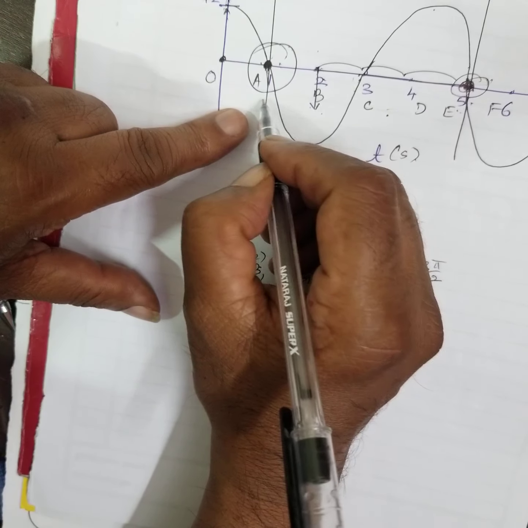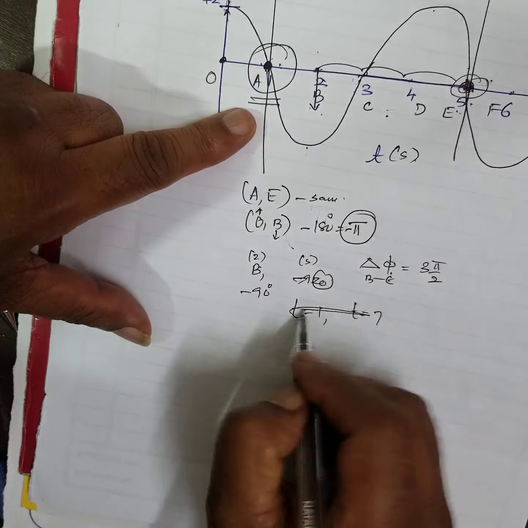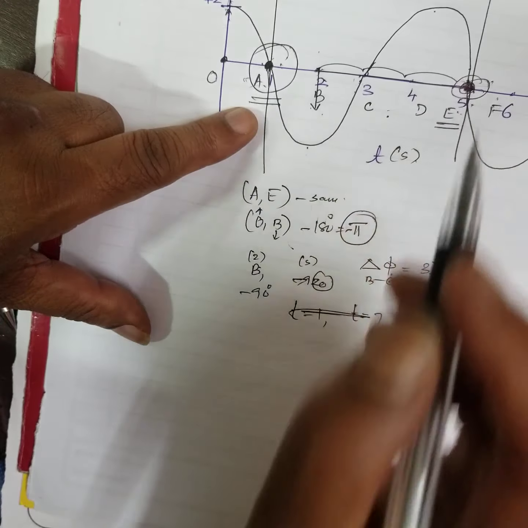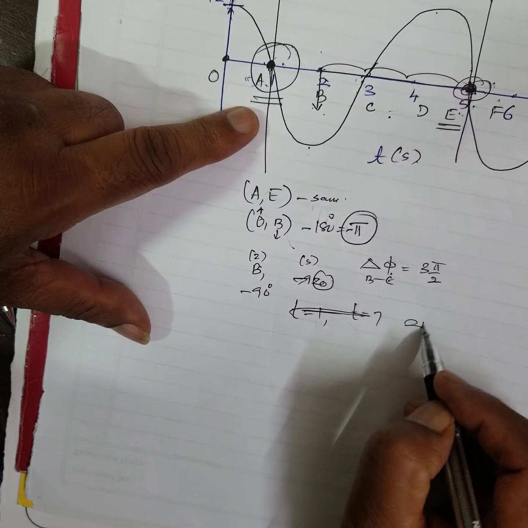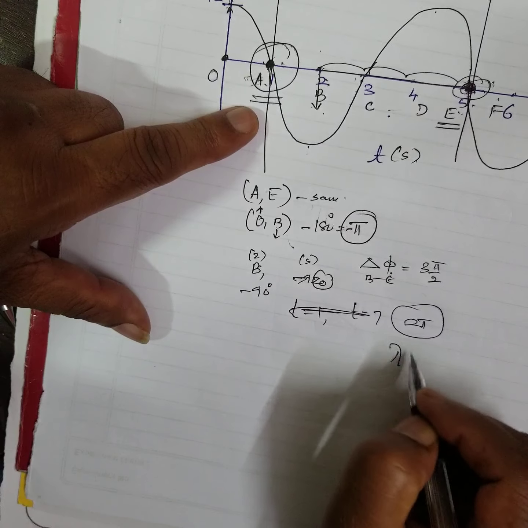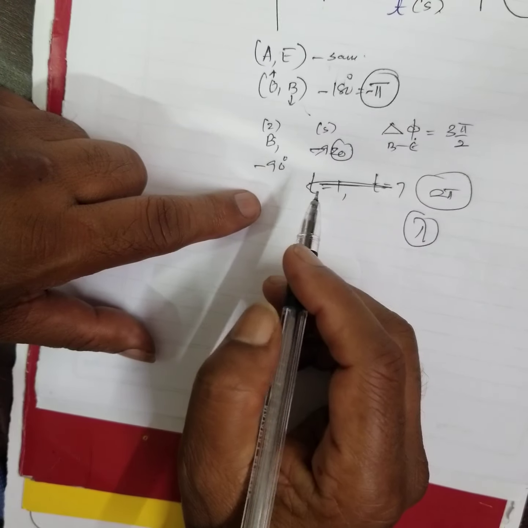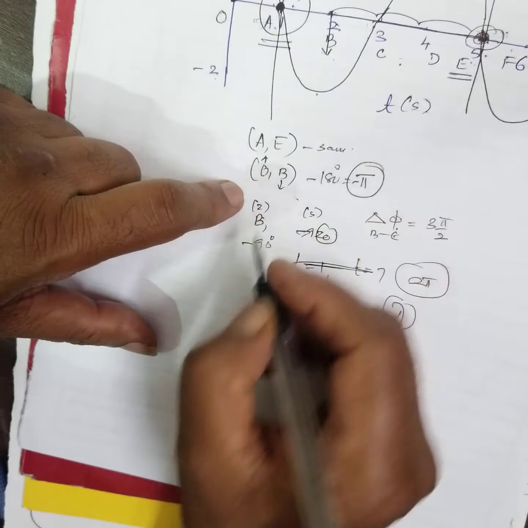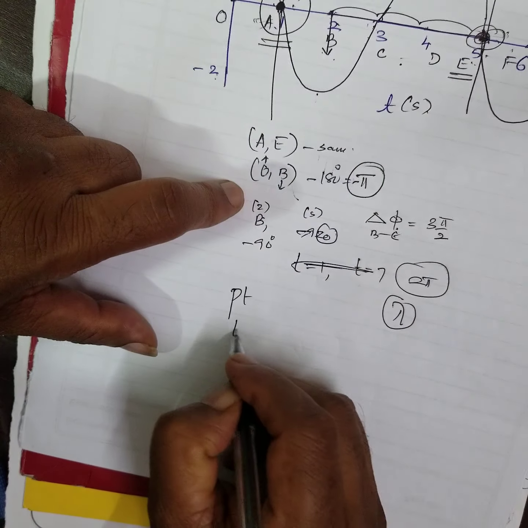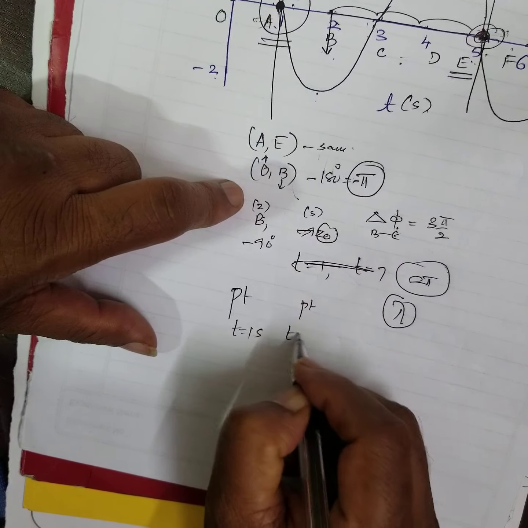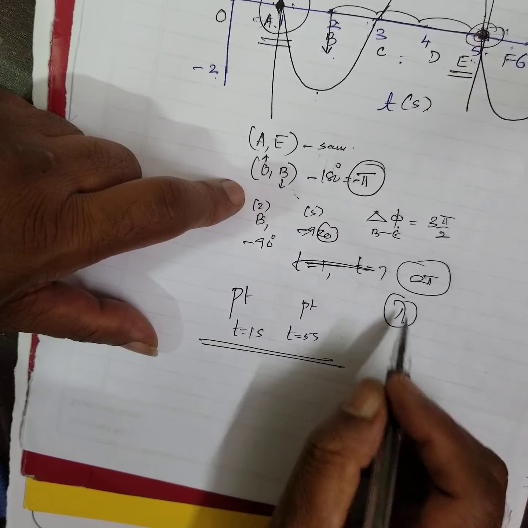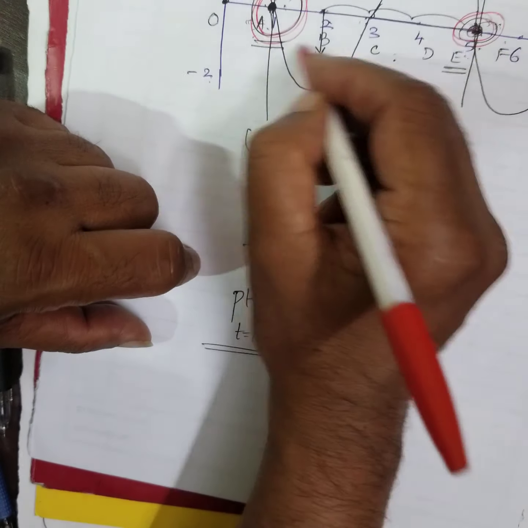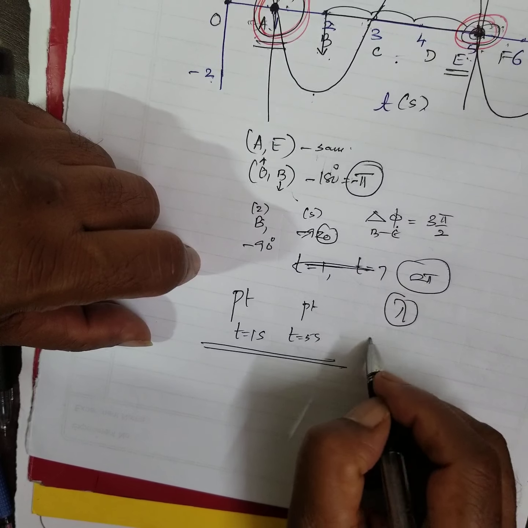They are asking you, suppose, at the point A and point E, how is that? Same phase. They are in the same phase. Phase difference is what? 2 pi. Path difference is lambda. Remember, the point at T equal to 1 second and the point at T equal to 5 seconds. Let us see. Point T equal to 1 second is this. Point T equal to 5 seconds is this. They are in the same phase.